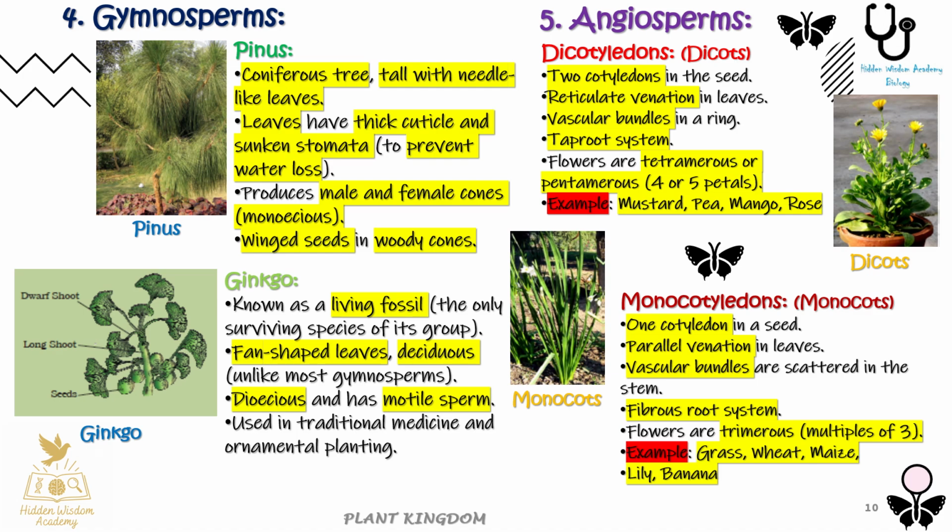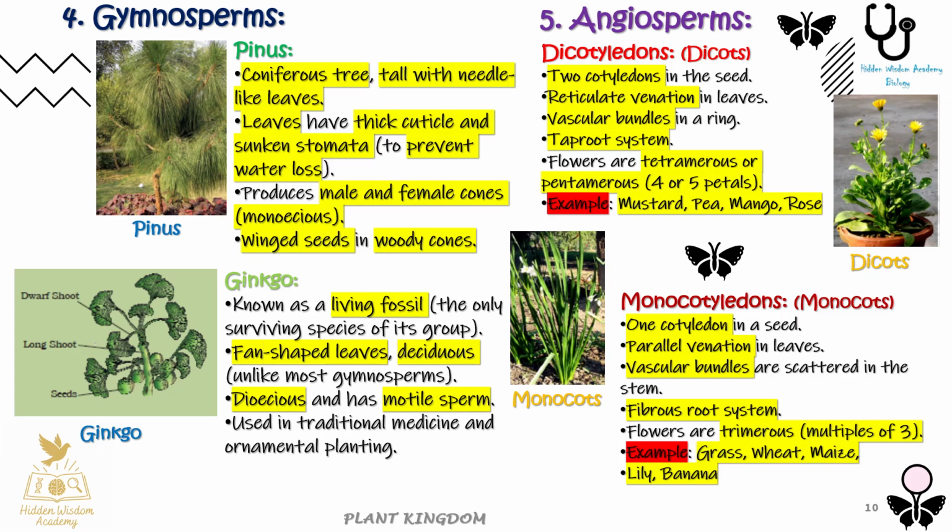Based on seed structure, they're divided into two groups, dicots and monocots. Dicotyledons, dicots. Seeds have two cotyledons. Leaves show reticulate venation, a network of veins. Vascular bundles are arranged in a ring inside the stem. The root system is taproot type.